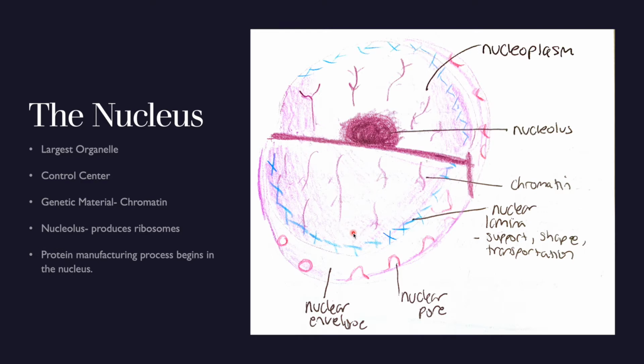The protein manufacturing process begins in the nucleus. DNA is transcribed into mRNA. Then, the mRNA moves through the nuclear pores into the cytoplasm and attaches itself to a ribosome.